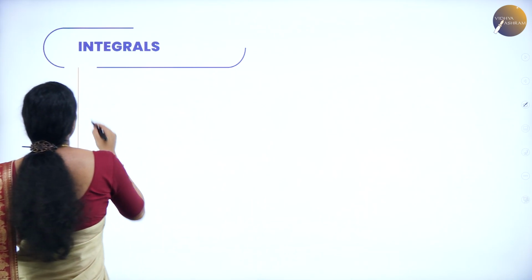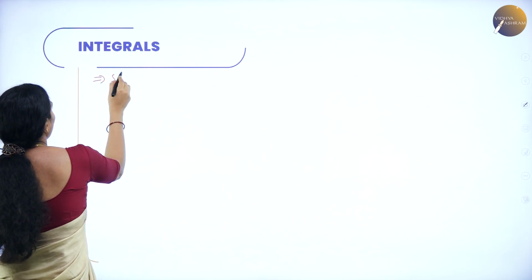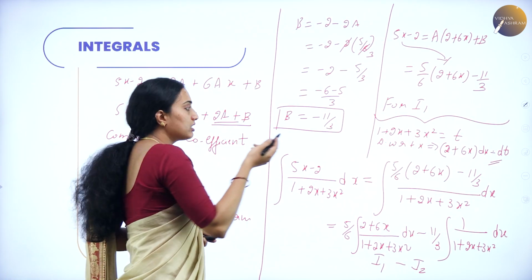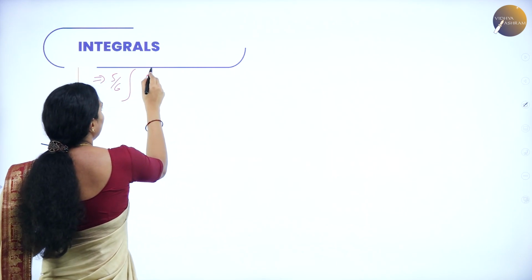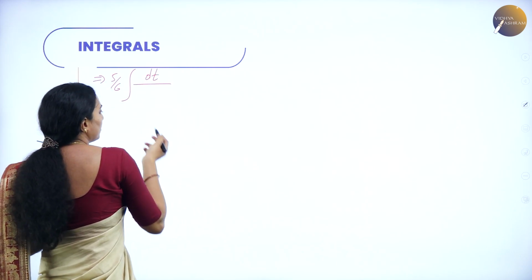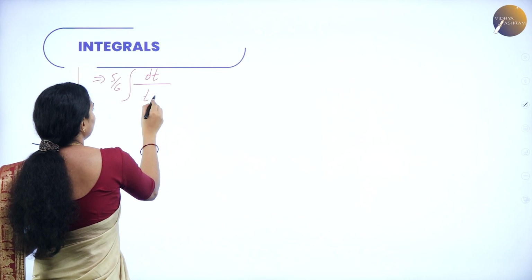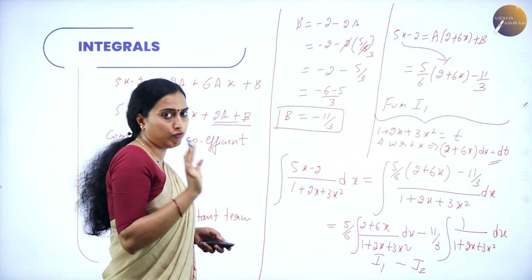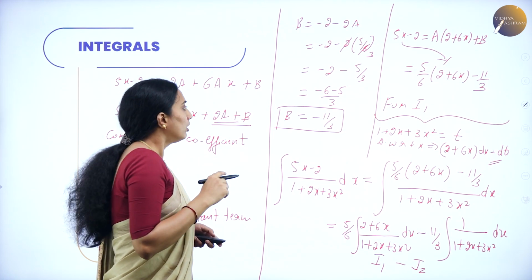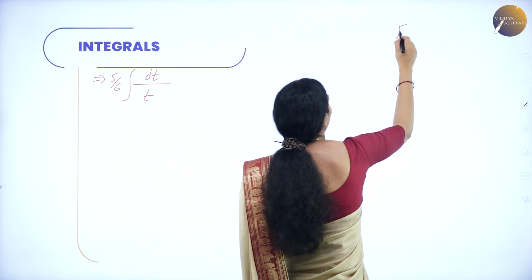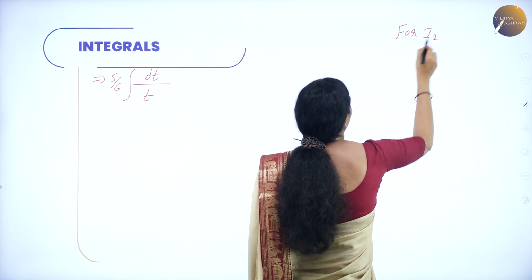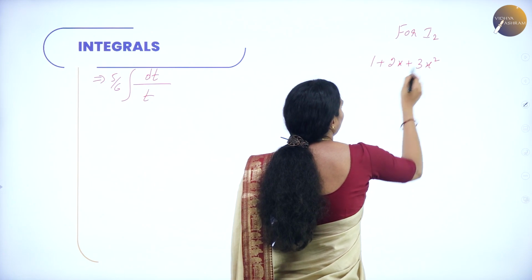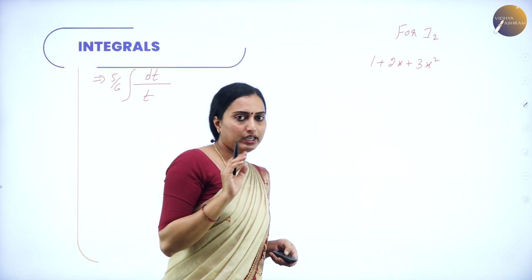So therefore I1 will become 5 by 6 into the integral of, see, 2 plus 6x into dx, which is nothing but dt, divided by this we have taken as t. Now I2 is remaining. I2 you have to change in the form of completing square method. For I2, take the denominator, that is 1 plus 2x plus 3x squared. Correct? Now you need to do this by completing square method.